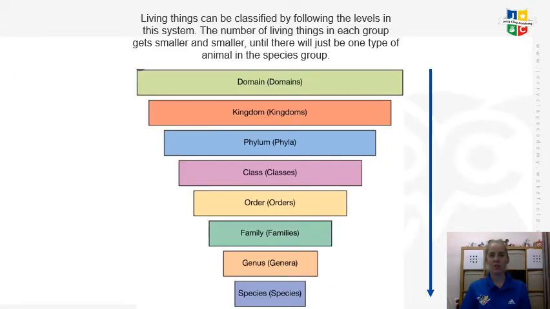So let's have a closer look at the Linnaean system here. You can see the hierarchy again. So we've got the domain, kingdom, phylum, class, order, family, genus and species. Now at the side in brackets, sometimes you'll see the Latin name for those words as well.